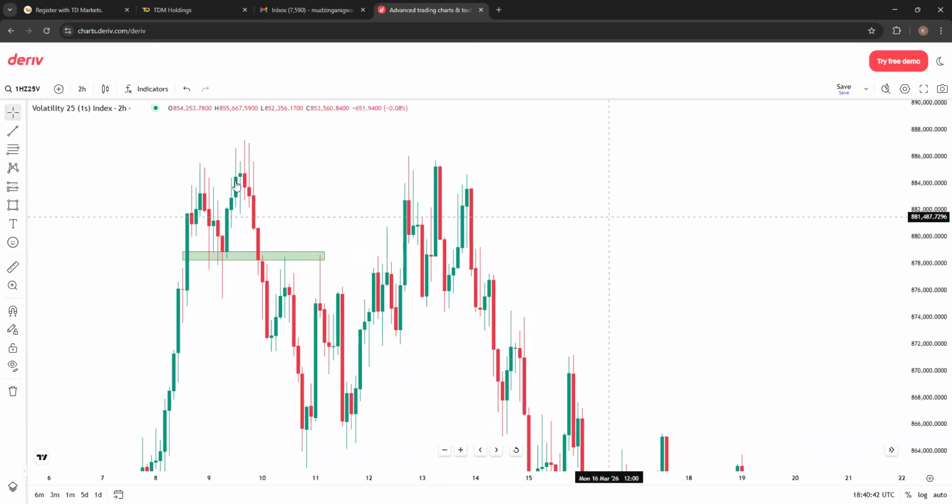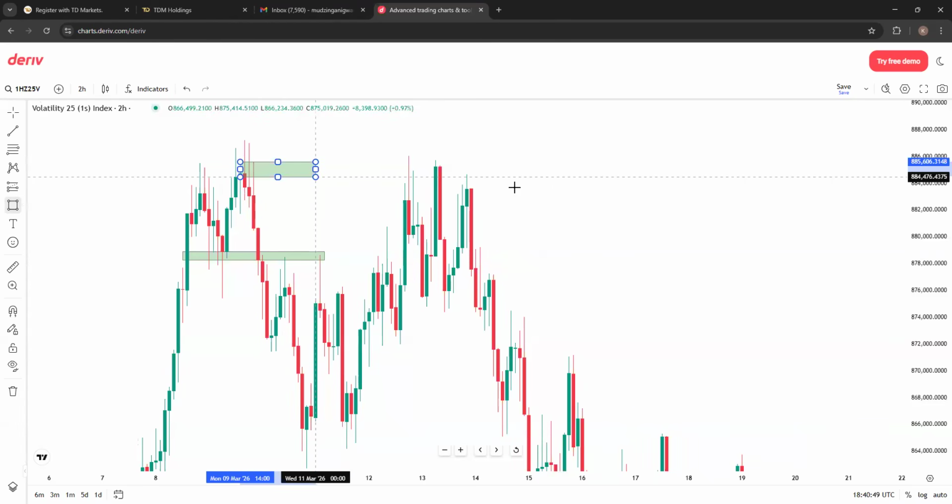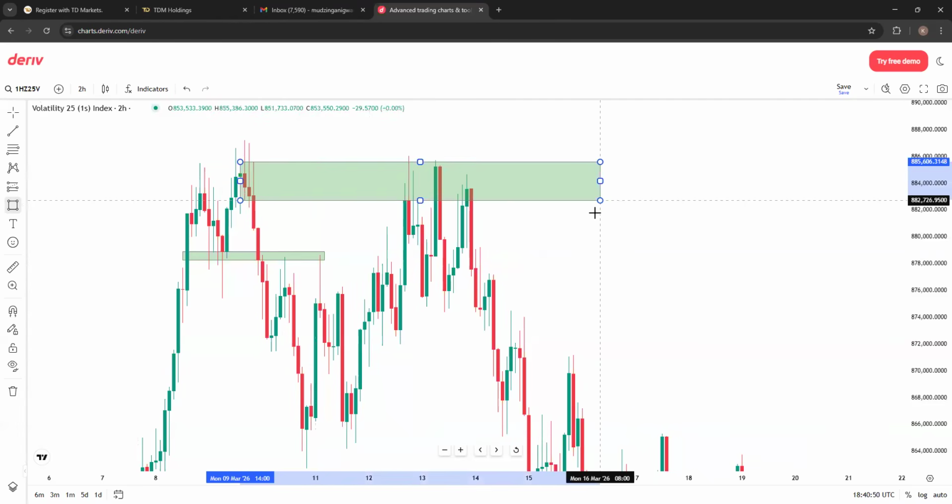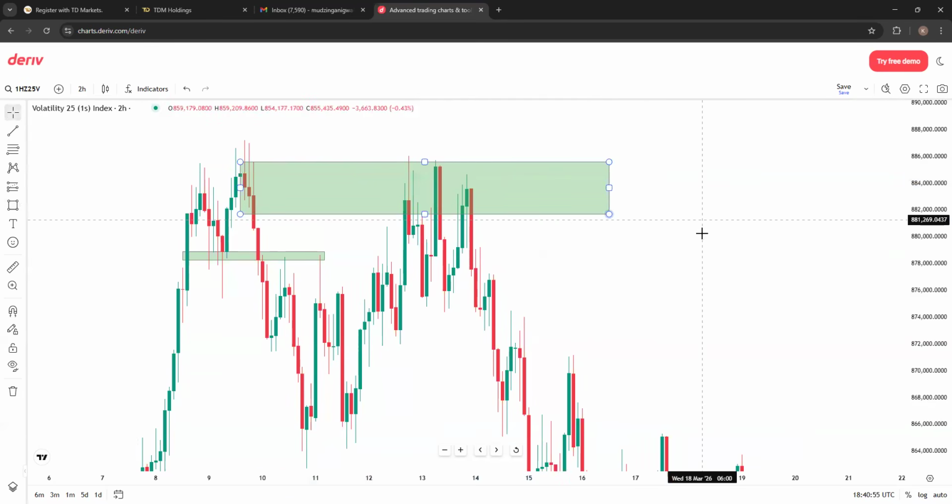Where was our last buy before we started selling here? Our last buy before we started selling is here. So we mark it. Now, this is what we call an order block, right? And what do we expect? We expect price to come into this OB and then fall.